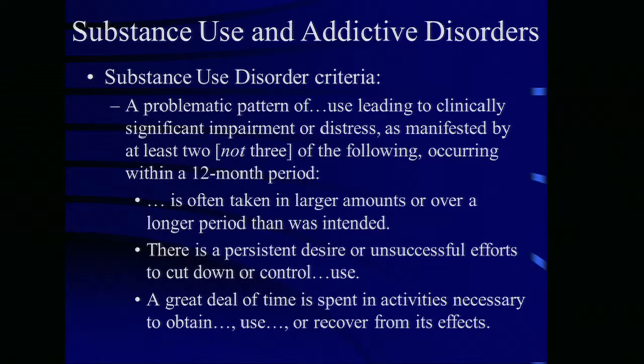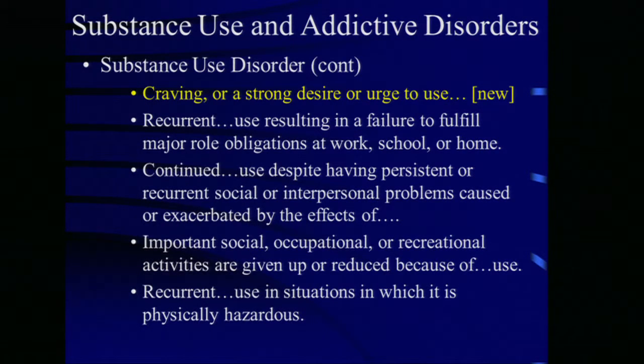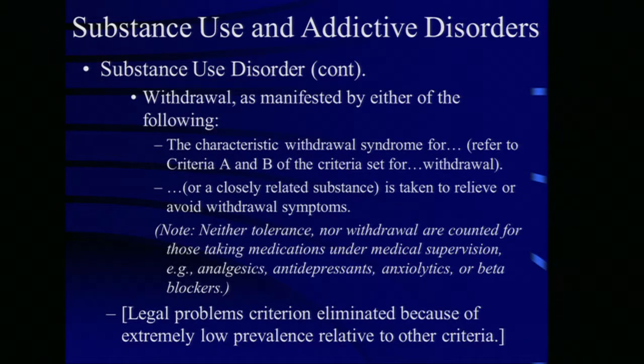Addiction is not used now and hasn't been in DSM. Now, the problematic pattern of use leading to clinically significant impairment or distress requires at least 2, not 3, of the following. And the symptoms are exactly the same as they were before with a couple of exceptions. They've added craving as a symptom, so craving or strong desire to use whatever the substance is. And the other thing that they did was that they eliminated the legal problems criterion. The reason they gave is extremely low prevalence.